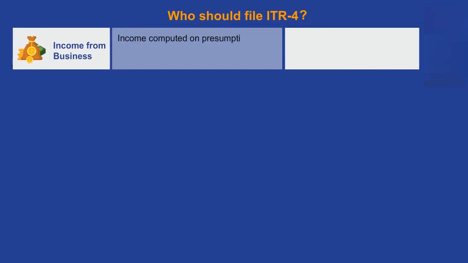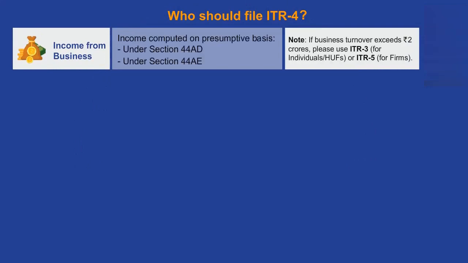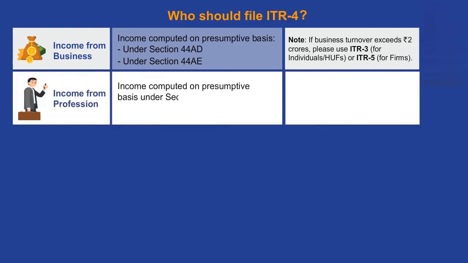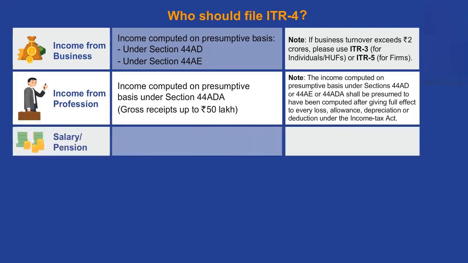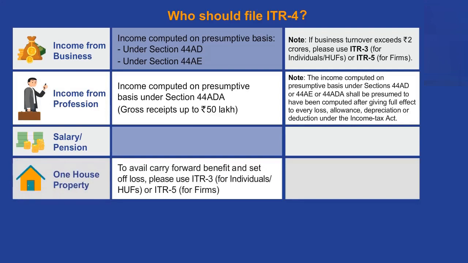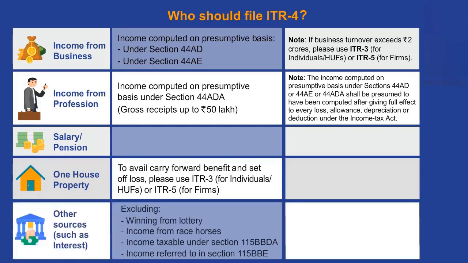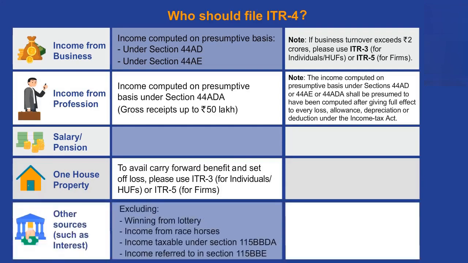Business income computed on presumptive basis as per Section 44AD or 44AE, or income from profession computed on presumptive basis as per Section 44ADA, or income from salary or pension, or income from one house property, excluding brought forward loss or carry forward loss under this head, or income from other sources, such as interest.